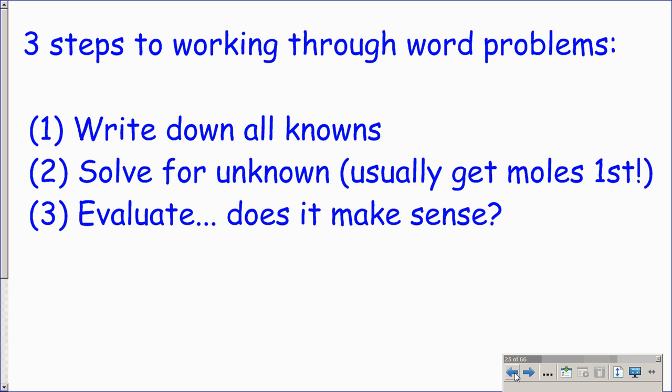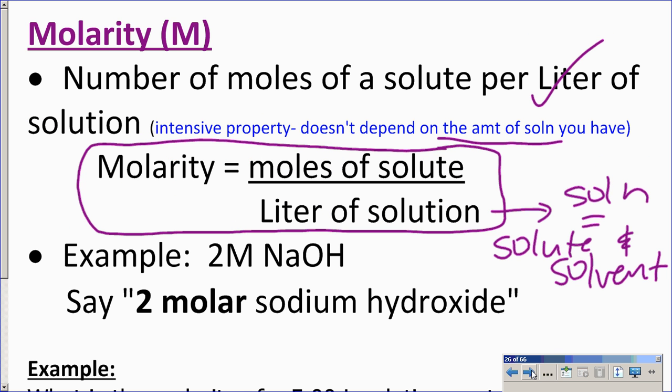Okay. So you're always going to write down your knowns. You're always going to, at least for problems like this, think about the units you want. If I ask for molarity, what units do I want? Moles of solute over liters of solution. So you have to really think about the units and put them on top of each other. And then think about, does this make sense? Does the amount of the stuff I have make sense? We'll get really good at finding our logic here.